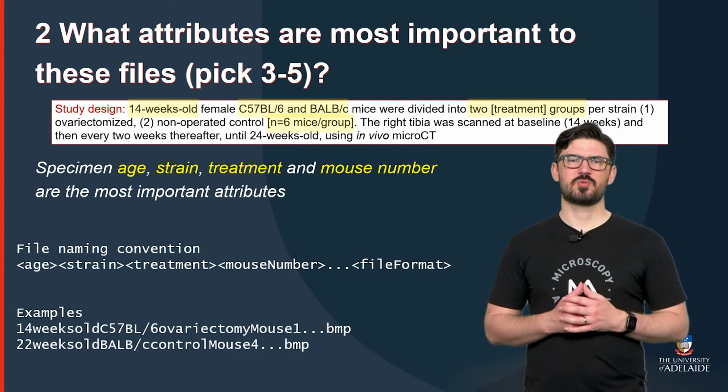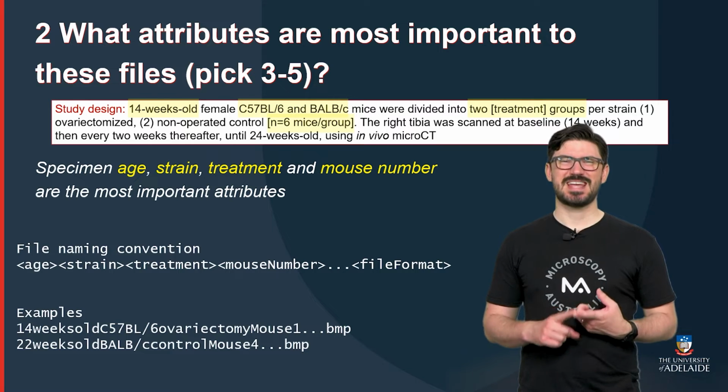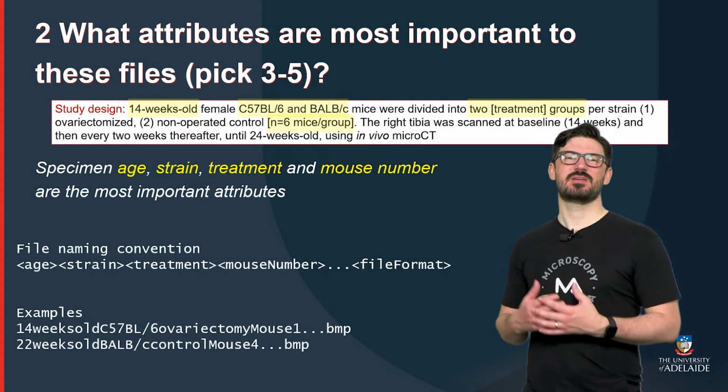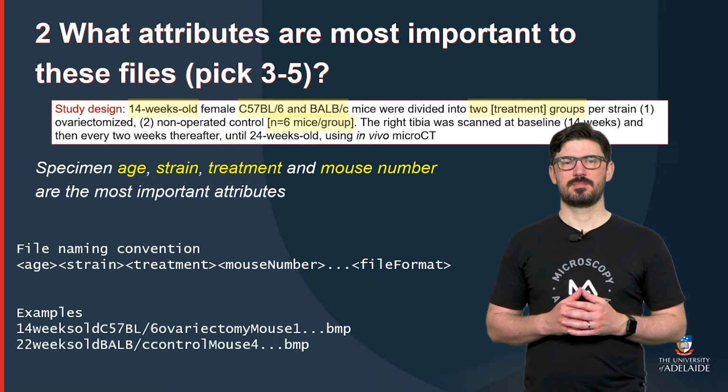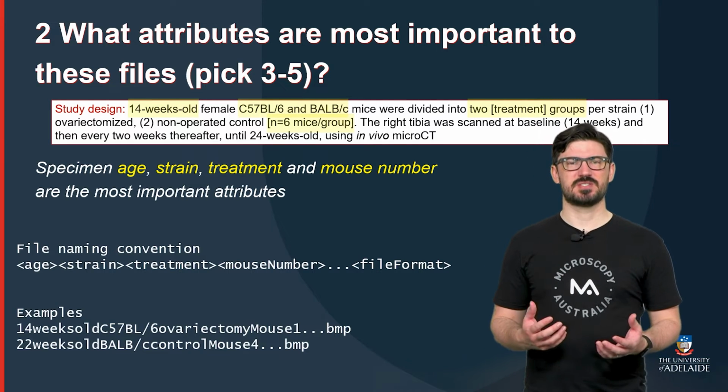Now at the bottom of the screen, I've shown some examples for different mice, and it was as simple as taking a description of the attribute or the attribute value and entering it within the naming convention. Now, as I already mentioned, it's important to keep the file name succinct.